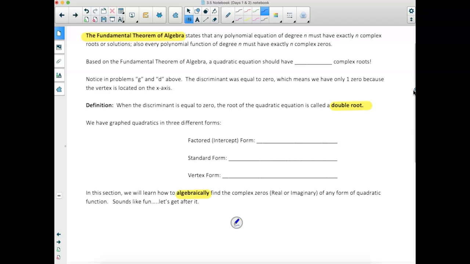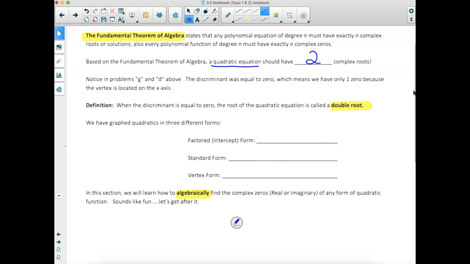Okay? And that's combining real solutions and imaginary solutions. When you combine the two, that's why they call them complex roots, okay? Based on the fundamental theorem of algebra, a quadratic equation will have two complex roots. Notice D and G above, the discriminant was equal to 0, which means they only have one quote-unquote zero because the vertex is located on the axis.